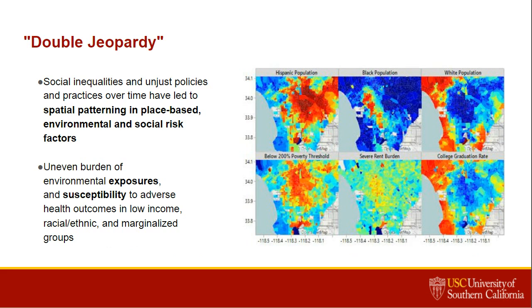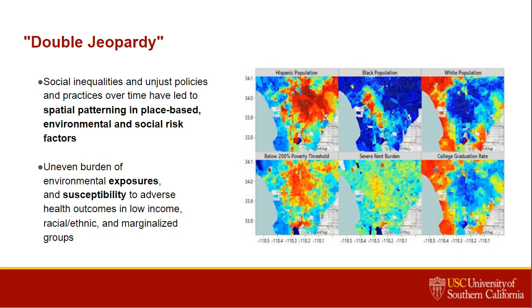So the map that you see here has some census data. The top panel is mainly demographic characteristics, and the bottom panel is some of the social risk factors that we think about, such as poverty, high rent burden, and maybe poor college graduation rates. And you see that the patterns in these maps do not seem random. They're very spatially drawn.